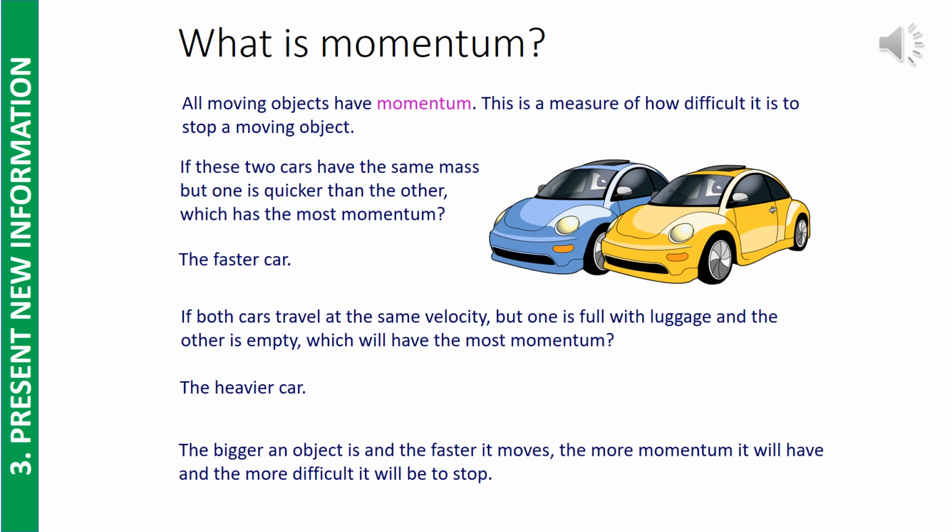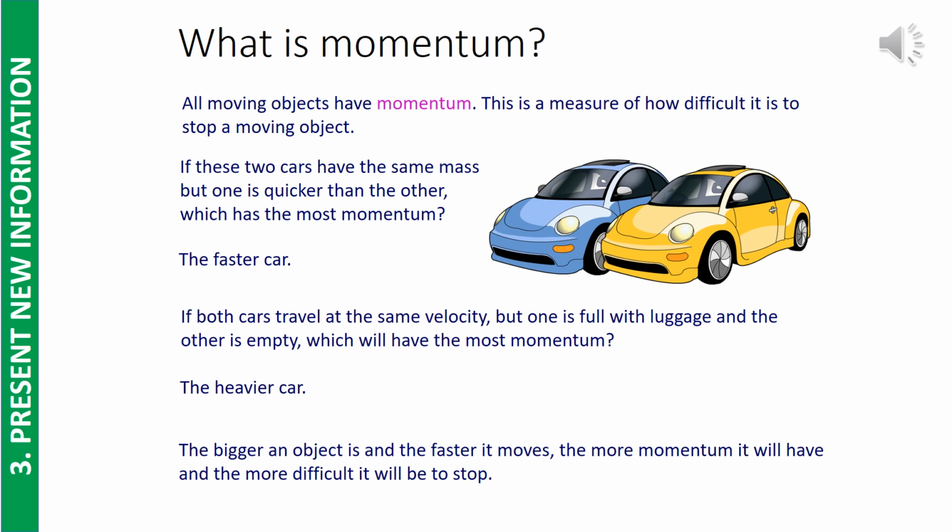However, what happens if you are running down the road? It's a little bit harder to stop. If you need to stop in a hurry, if you're running, you may well fall over. And that's the difference in momentum of the two situations. Okay, so looking at this slide, you've got two cars which have the same mass. One of them is travelling faster than the other one. And it's the faster car that has the most momentum.